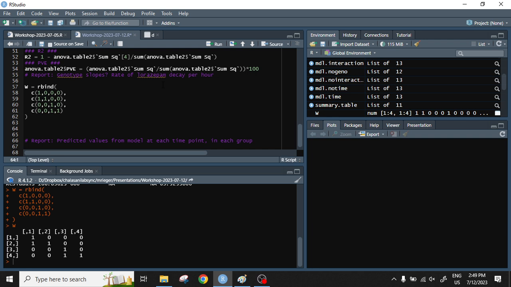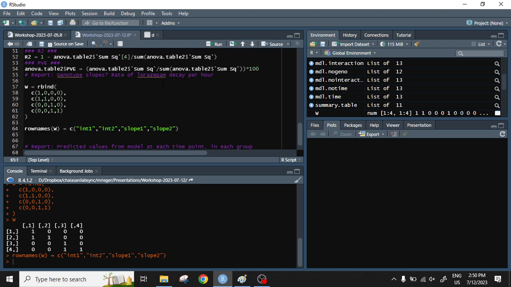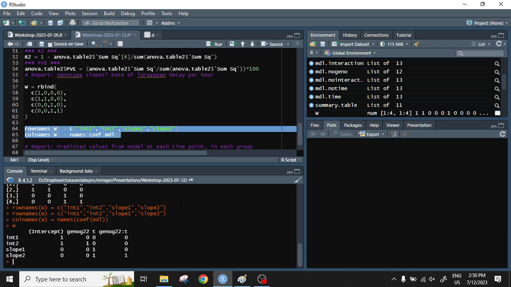And while you guys mess with that and get it right, I'm going to go ahead and add some things to this. I'm going to say that the row names, this is where the fun part comes in, for W equals intercept 1, I'll just make it lowercase, int 2, slope 1, slope 2. And then I'm going to say that the column names of W are equal to the names of coef model. The W looks like this.